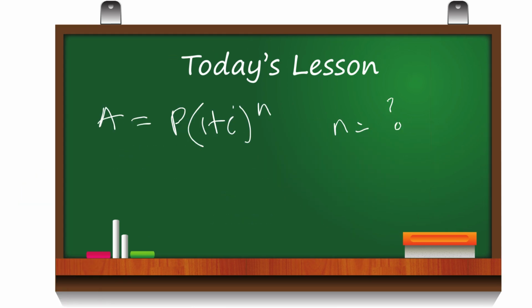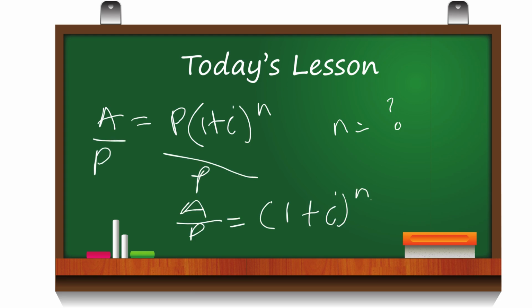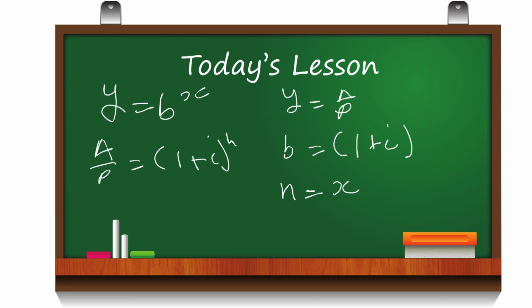First, let us say that you are asked to calculate the number of terms for a compound investment. To make n the subject of the formula, first we'll divide both sides by P. We will note that our equation now looks like an exponential equation where our y is equal to A over P, our b is 1 plus i, and our n is x.